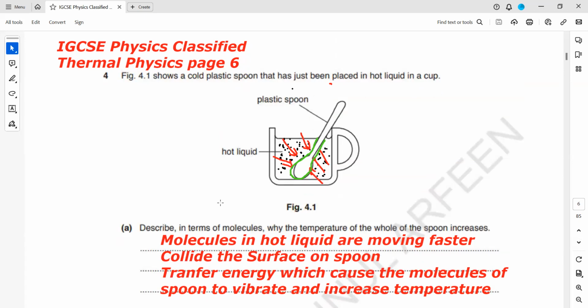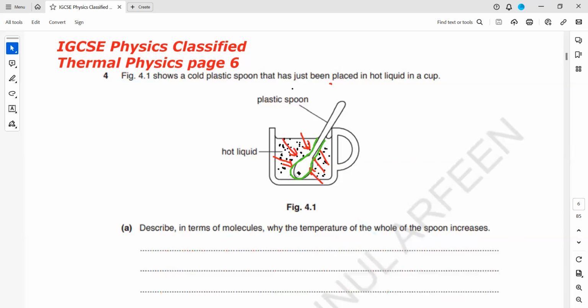But if you see the answer, it's very simple. It's just the idea of how to write an answer that is important for thermal physics. It's not like answers are difficult, but it's about relating things with each other. Hot liquid particles are moving faster. They collide with the spoon surface. They transfer their energy. It causes the spoon particles to vibrate, and that increases the temperature. The next question.